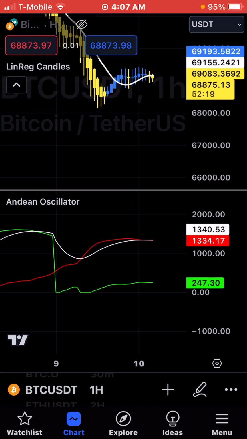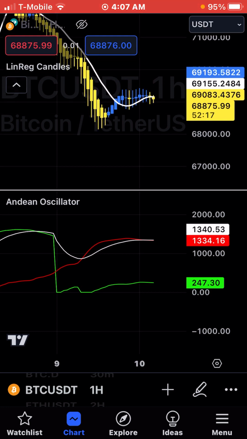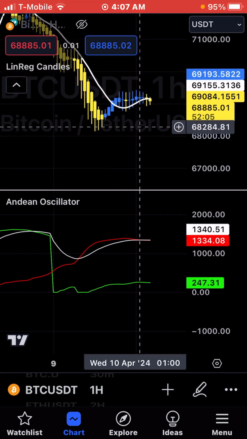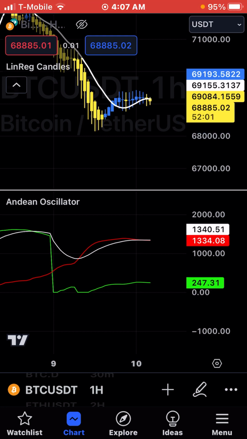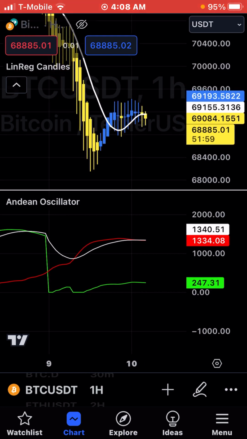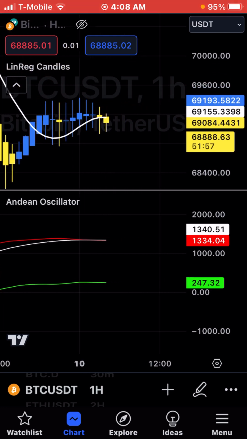So that's the first thing you need to look for, whether it's crossing with the reds and the greens. The next thing I look for is a green crossing up or a red crossing up. If a green is crossing up, that means it's in a bullish trend. If the red is crossing up, that means it's in a bearish trend. So we'll get a couple examples here.